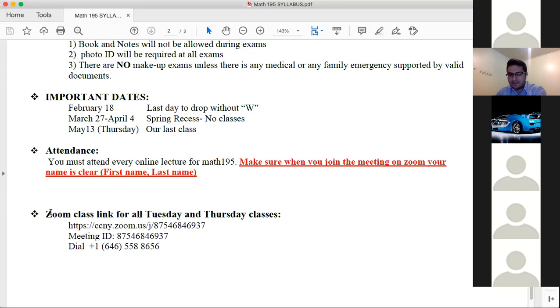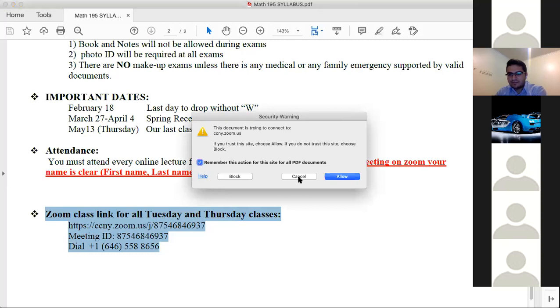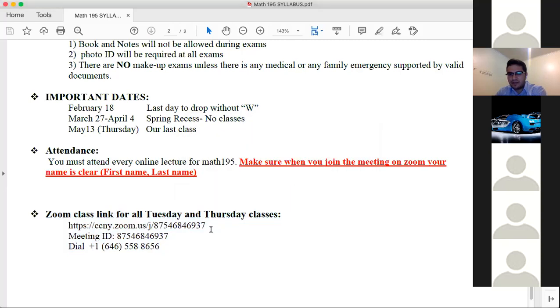Zoom class link, last thing. For our class, we have only one link for Zoom, this one. For each class, Tuesday and Thursday, we're going to use this link. The meeting ID and the phone number are there if you want to call by phone, but I prefer you use your computer, don't call, because you have to see the lecture. Anyone has a question?